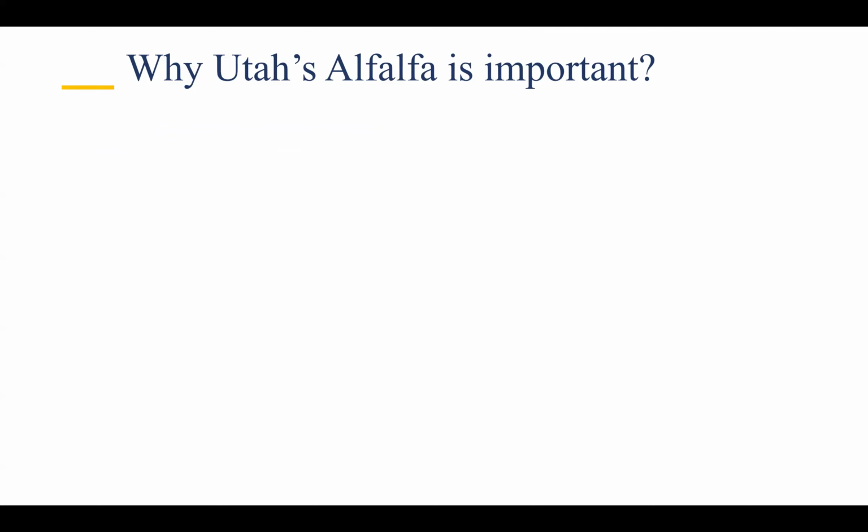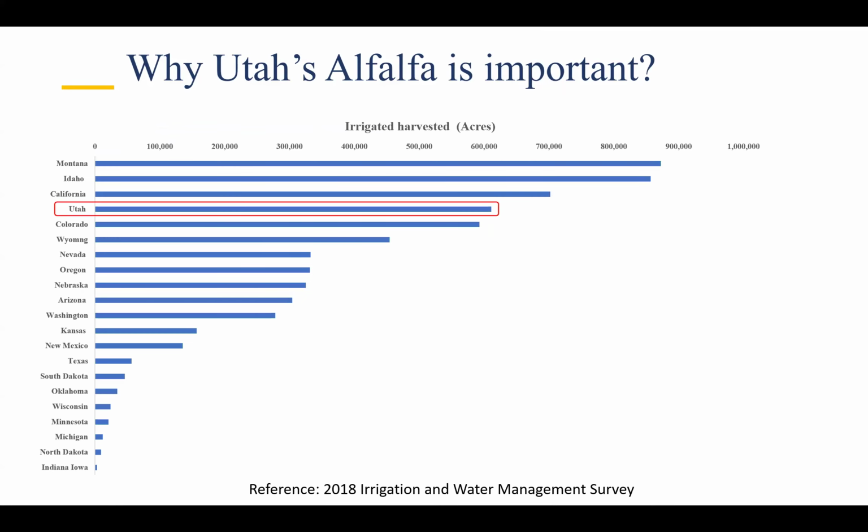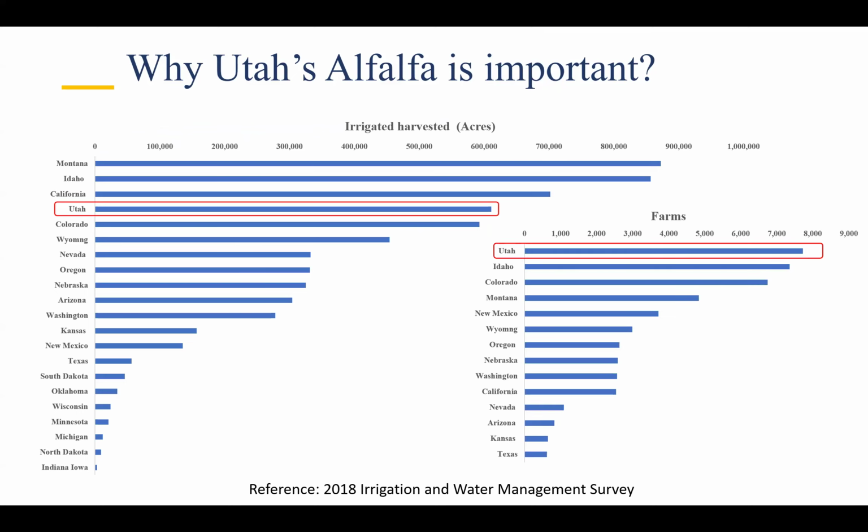Here, why is Utah's alfalfa important, since we are always talking about it? I looked at some statistics to see what's going on. I understood that Utah is the fourth main producer of alfalfa in the U.S. and the first in number of farms in the U.S. That was really interesting, because it means there are a lot of small and medium farms all over Utah, and they are not irrigating by center pivot or something like that. It is mainly wheel line.